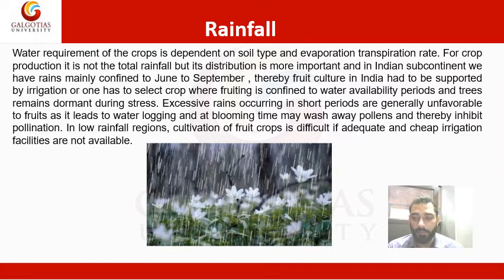had to be supported by irrigation, or one has to select crops where fruiting is confined to the water availability period, and trees remain dormant during the stress. Excessive rain occurring in a short period is generally unfavorable to fruits as it leads to waterlogging, and at blooming time may wash away pollen and therefore inhibit pollination. So the excessive amount of rain during flowering also reduces fruit setting because pollen grains can wash away in the rain.